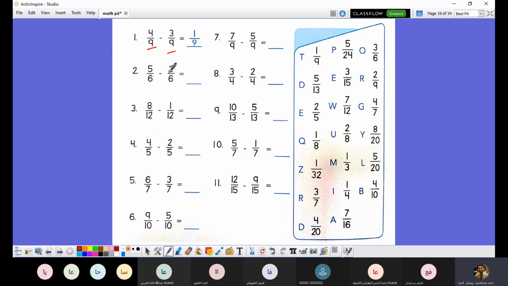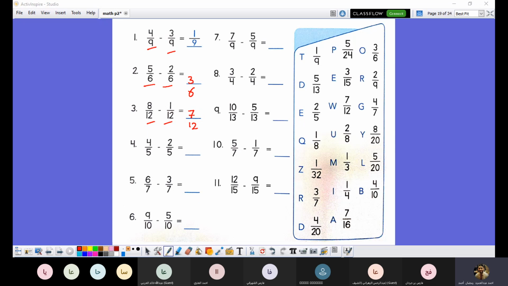Number 2, we have 5 over 6 minus 2 over 6. We have the same denominator, so we will write 6 here. And we will find the result. 5 minus 2 equals 3. Number 3, we have 12, so I will write here 12, and 8 minus 1 equals 7, and so on.